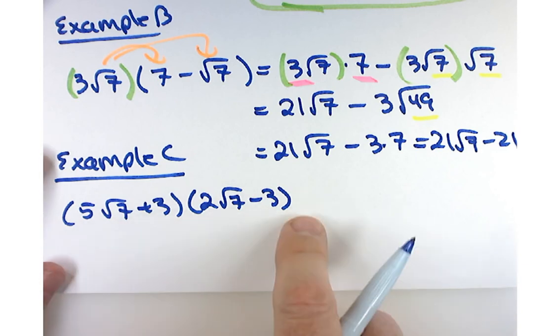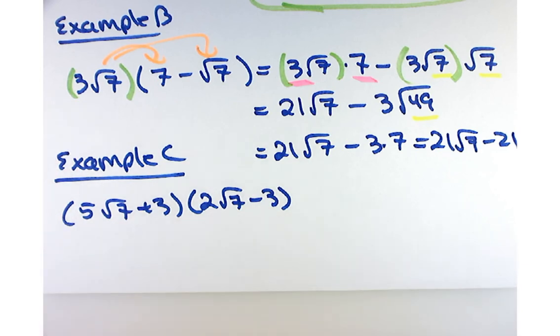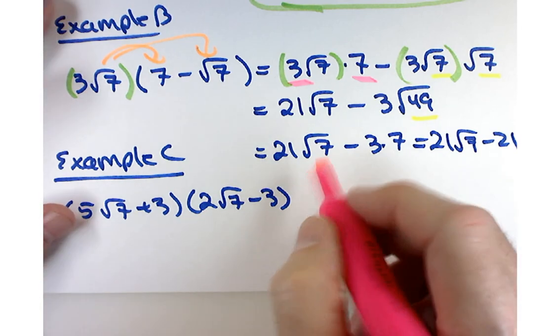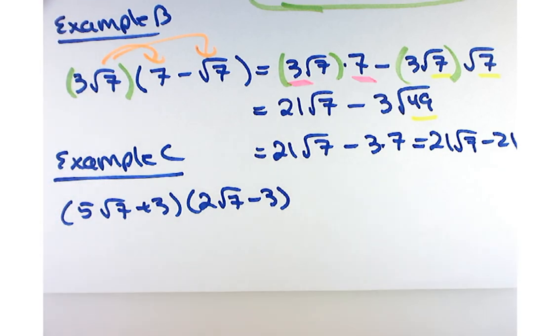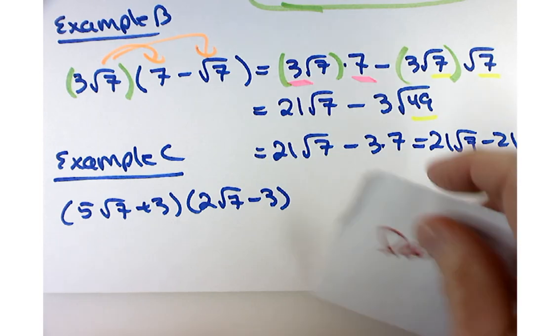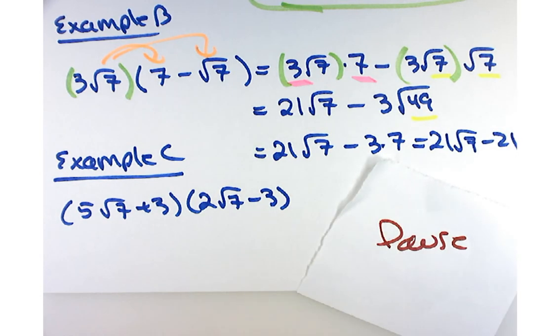You've got a binomial times a binomial. What's the word that comes together when you multiply binomials together? FOIL. So you want to go through first, outside, inside, last. All right, if you're watching this later, give yourself a chance to do this one and resume after the pause button disappears.